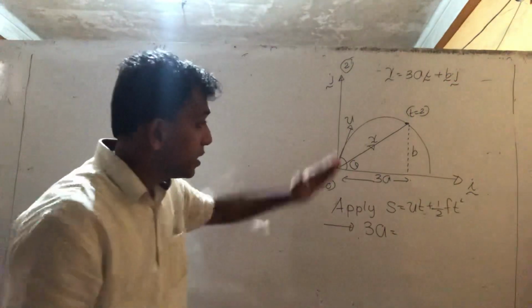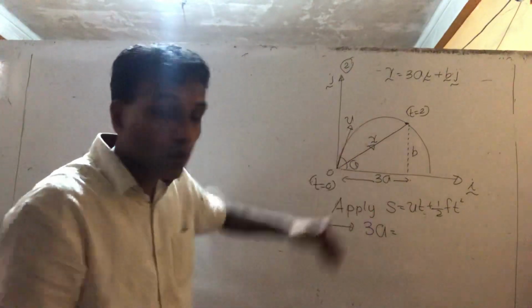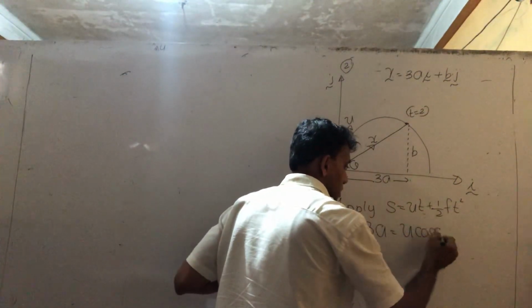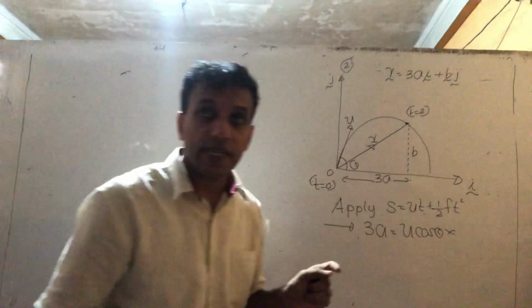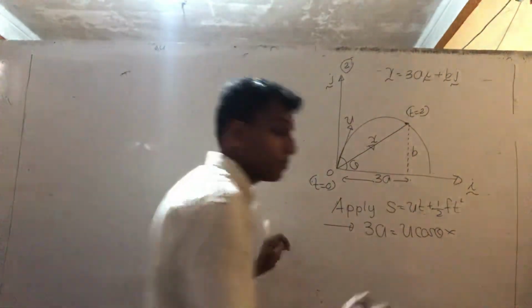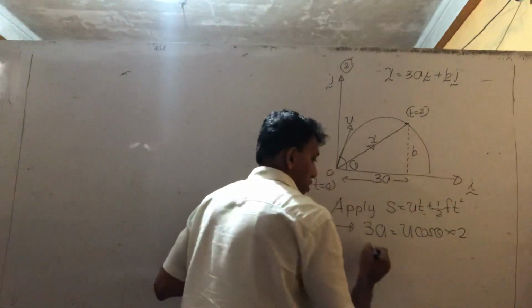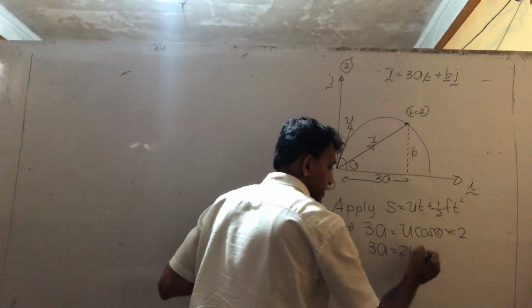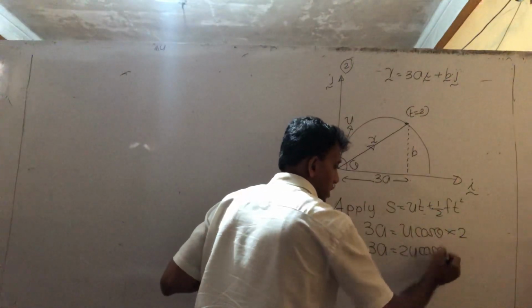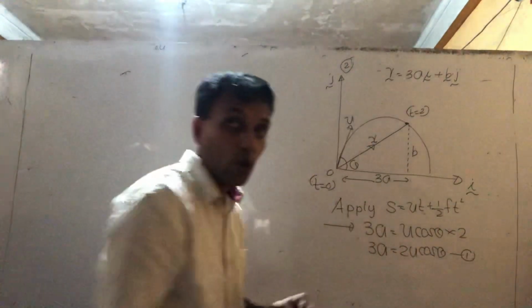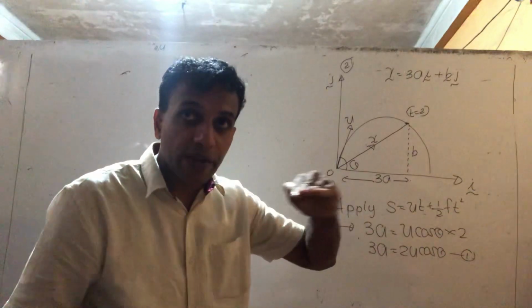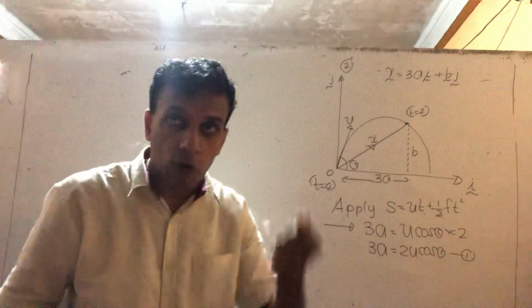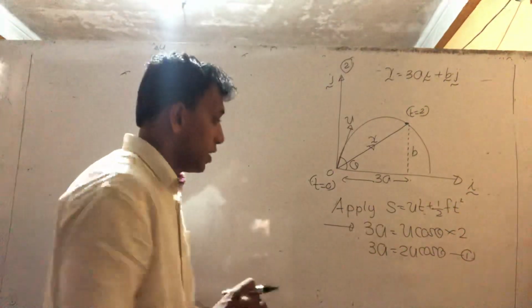Horizontal speed is u cos theta, into t, which is 2 seconds, therefore t is 2. So 3a equals 2u cos theta. This is my first equation. You know that horizontally there is no acceleration, therefore this part is 0. This is motion under gravity, no horizontal acceleration.